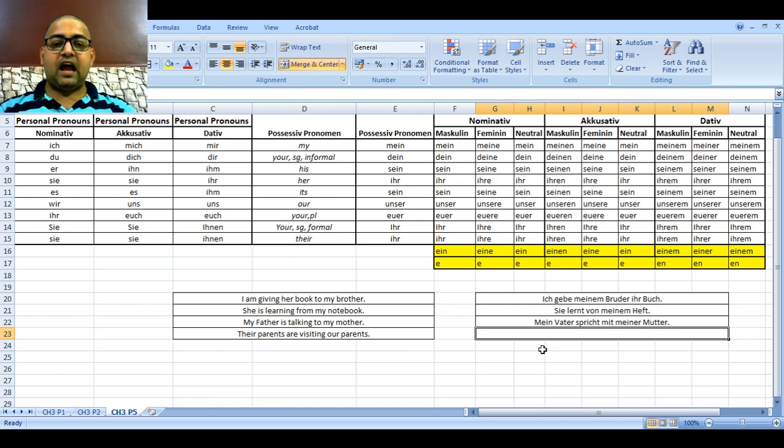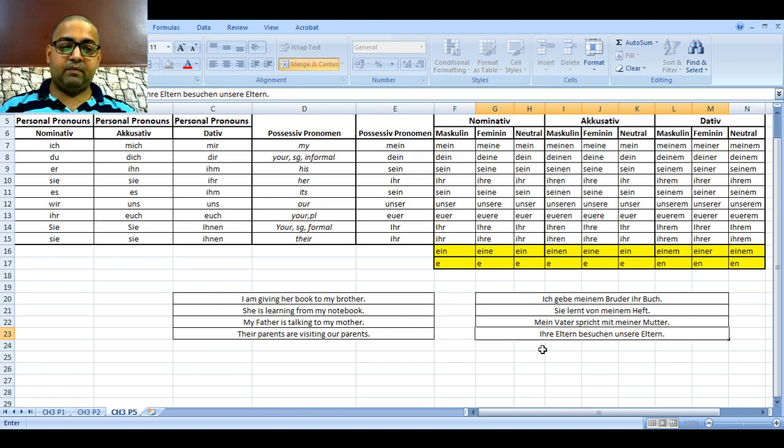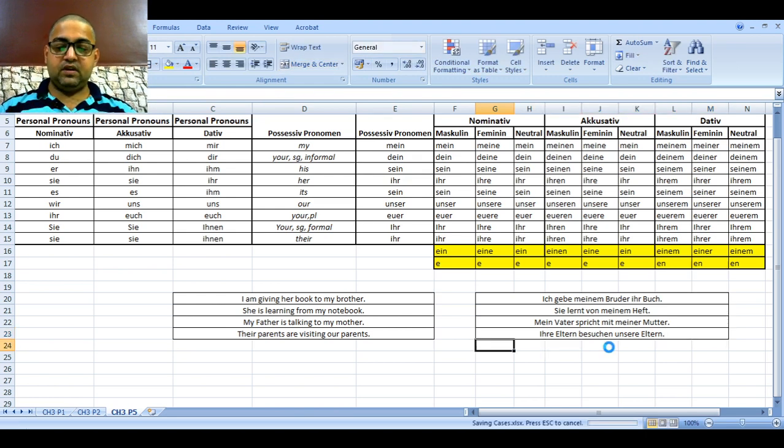Their parents are visiting our parents. Ihre Eltern besuchen unsere Eltern. Because besuchen is an accusative verb, visiting our parents. This is how we use possessive pronouns.